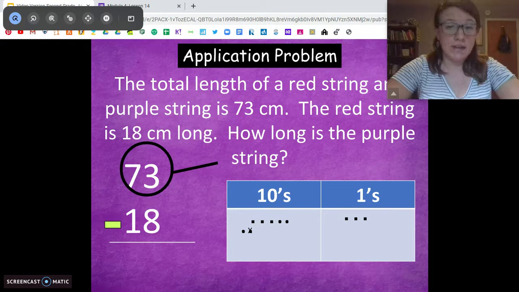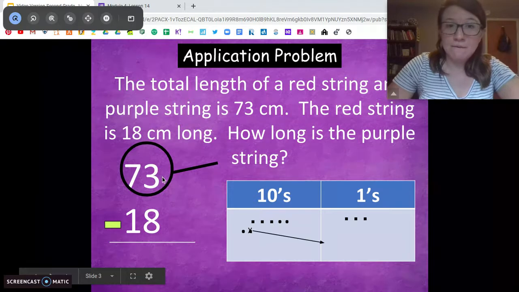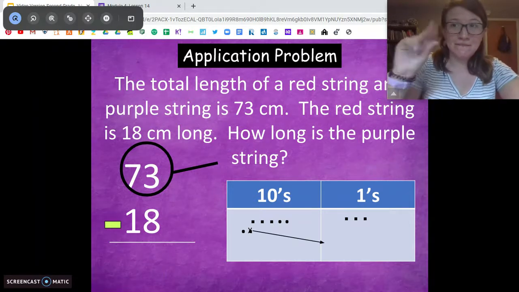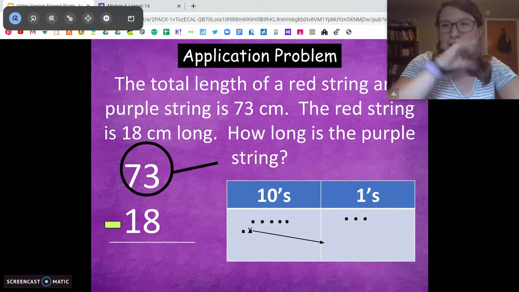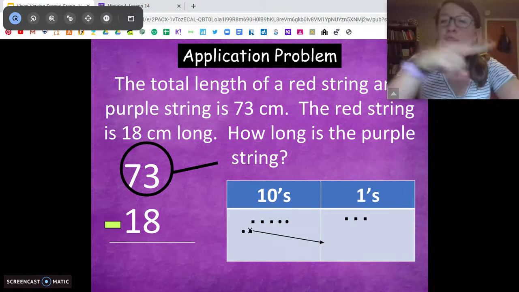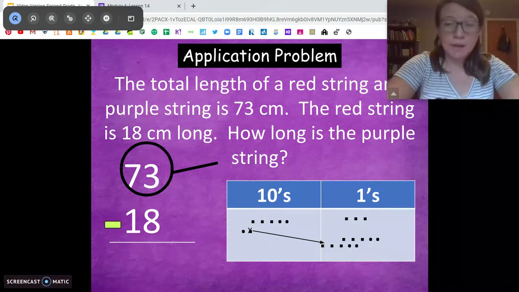Look at our 73. Now, from our 73, we're subtracting 8 ones from 3 ones. Can we do that? So what do we need to do? Kind of already started it on your screen. You're going to cross out a 10 and move those 10 ones over. So go ahead and do that on your paper now.